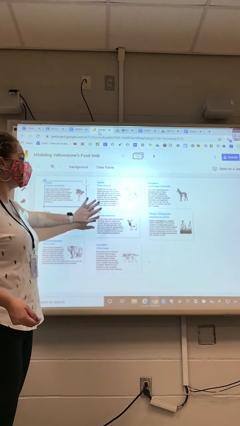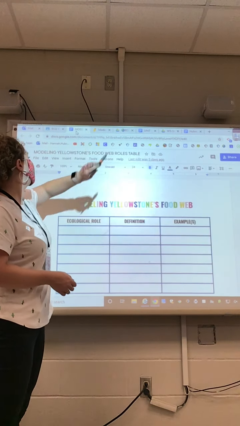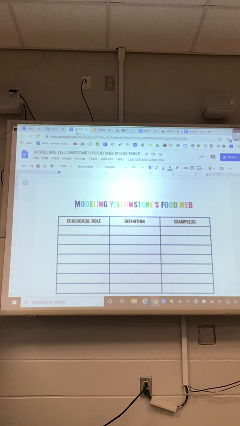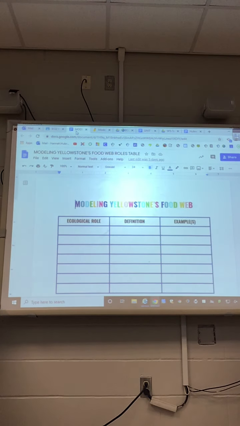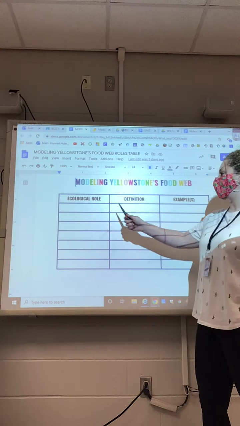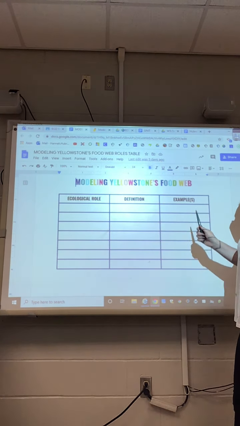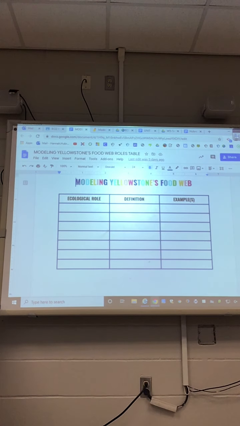Have your Jamboard open in one tab, and then you need to open that Modeling Yellowstone's Food Web Roles table in another tab. We good so far? You okay? All right, so we're looking at ecological roles, definitions, and examples. I'm going to give myself a little bit more space to write on.